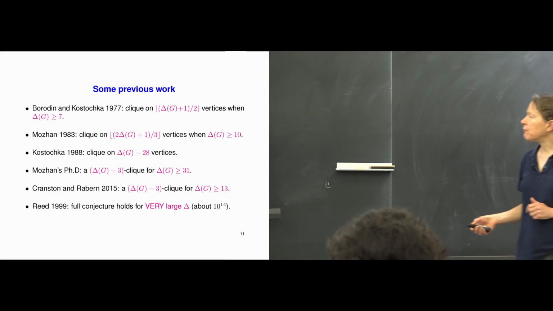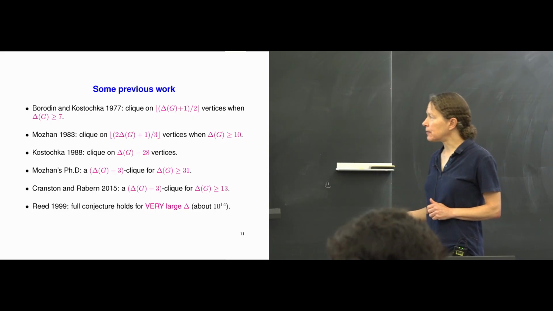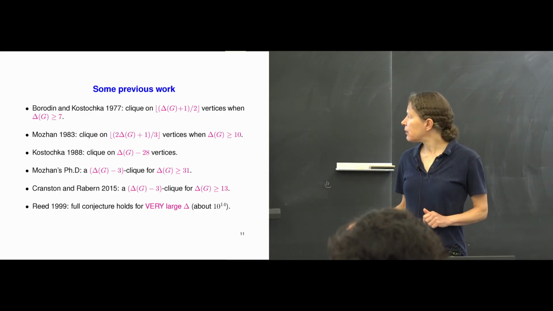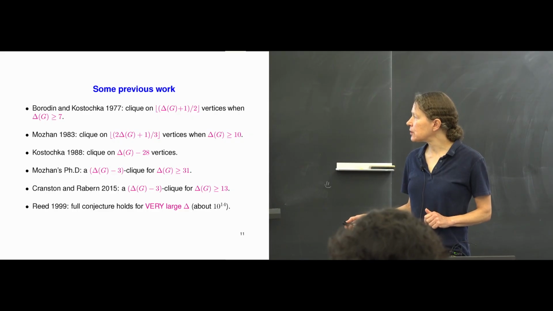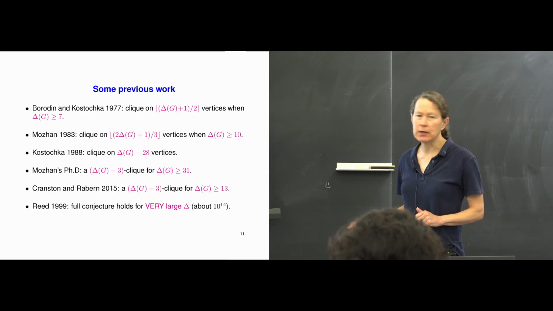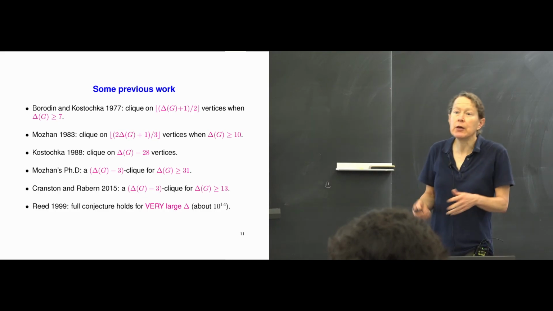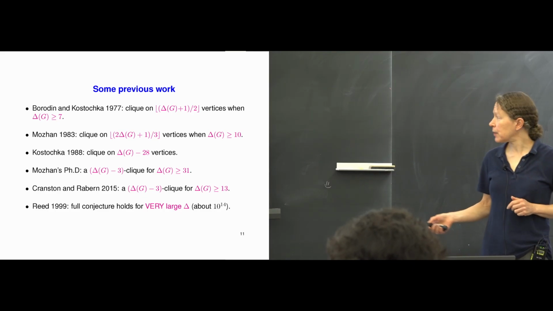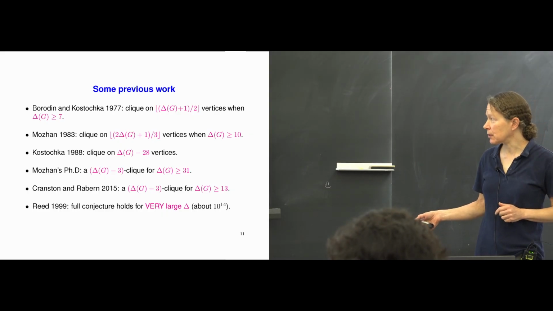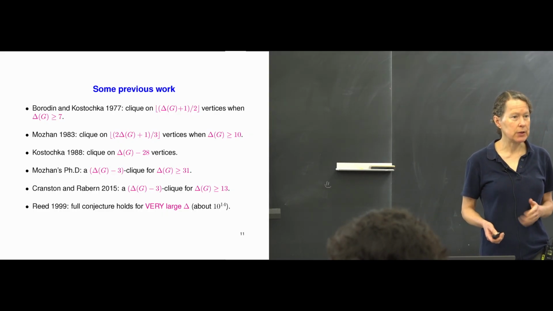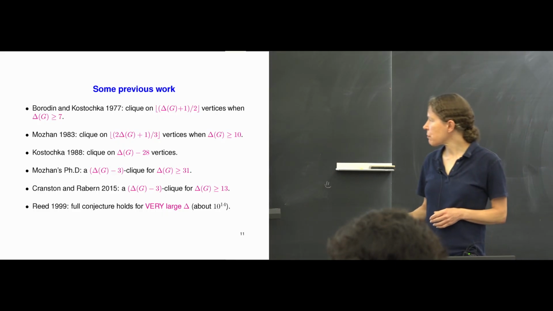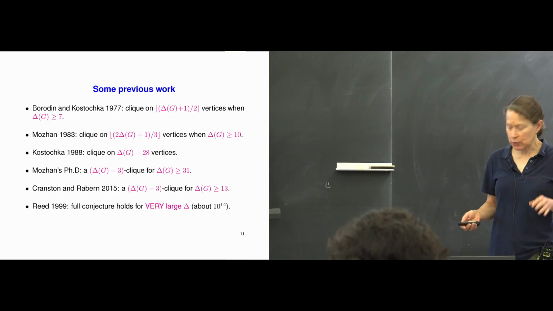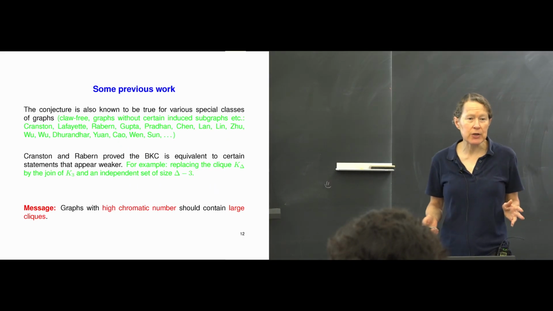Okay, so that's the state of the art looking at the question from this point of view. If you are prepared to go with a very large delta, then Reed showed that the full conjecture is true. But this is a probabilistic argument, and very large means very large, like 10 to the 14. It probably could be reduced somewhat, but anyway, that's very far from the realm of delta equals 9. But still, it's very important to know that it is solved as long as delta is big enough.